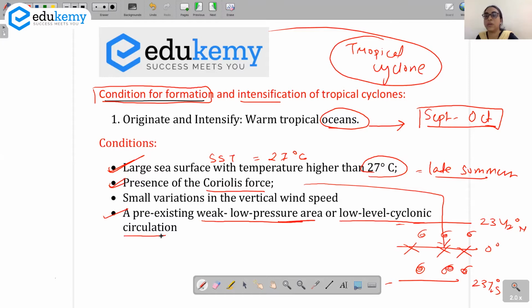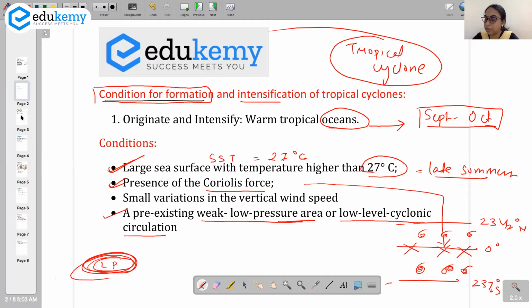The third important condition is firstly there should be a weak low pressure area or the low level cyclonic circulation. So if there is already a weak low pressure that is found on the ocean, then the formation of tropical cyclone becomes all the more easy. It facilitates the development of the tropical cyclone.